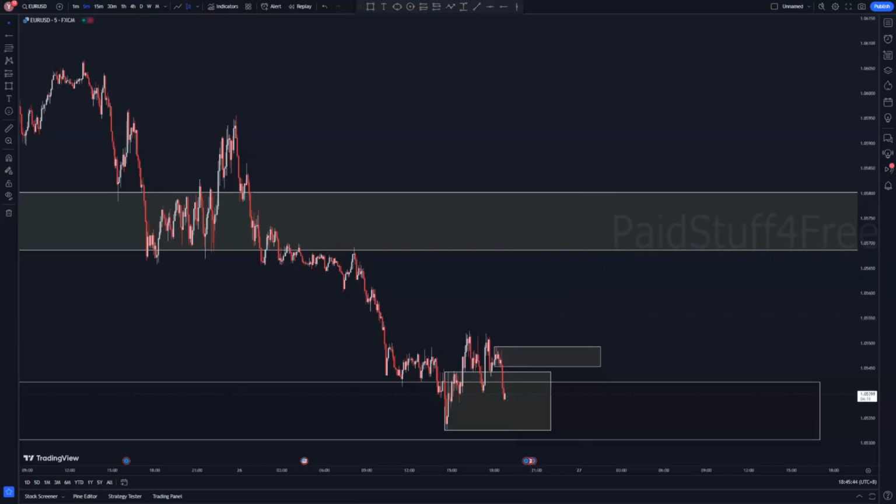How many re-entries do you usually do? I don't do any re-entry for now. So if price breaks the CE, then we close the trade. Yeah, and then wait for a new one.